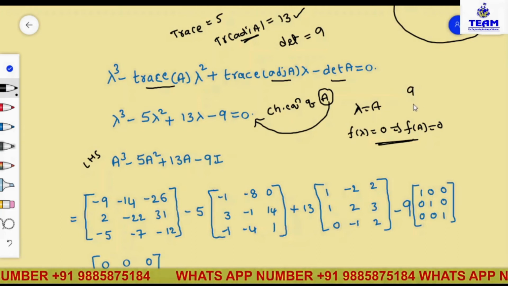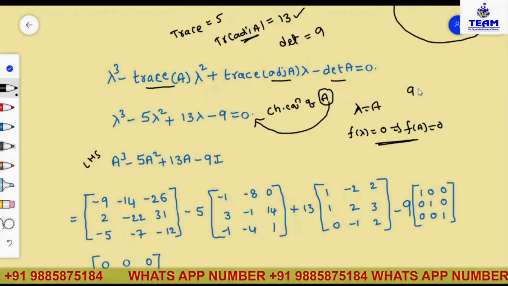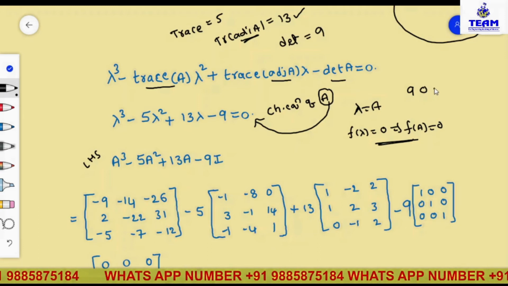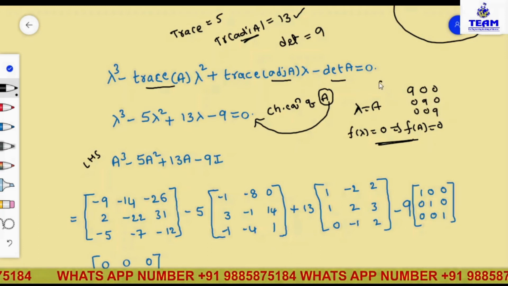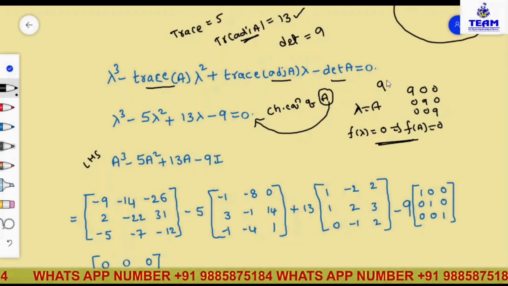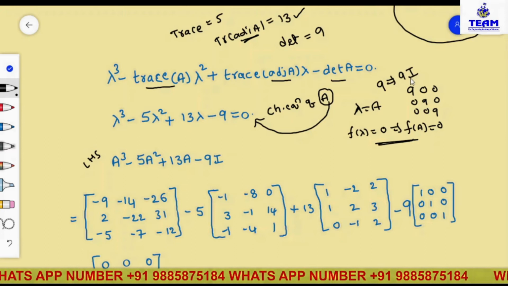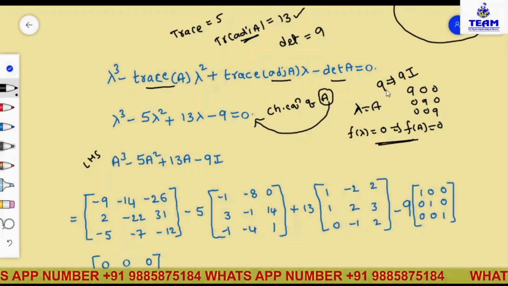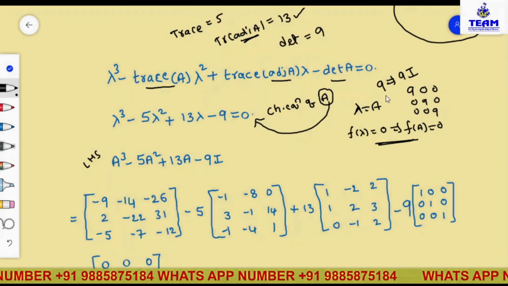But in the matrix, you don't have a constant, you have a scalar matrix, that is 9 0 0, 0 9 0, 0 0 9 only. So in the characteristic equation, the 9 you have to consider in the matrix polynomial as 9I, 9 into I. Suppose 3 is there, you consider 3I. Minus 3 is there, minus 3 into I. Like that you have to take.